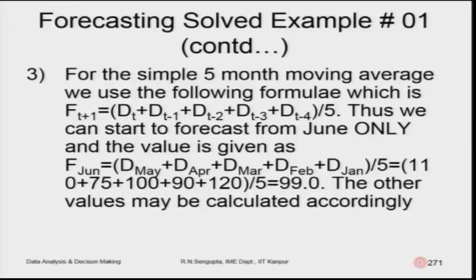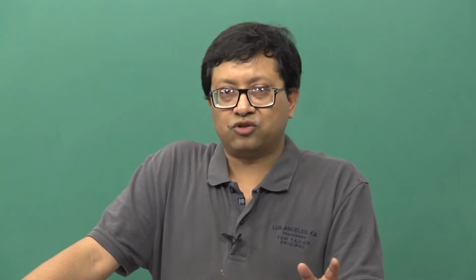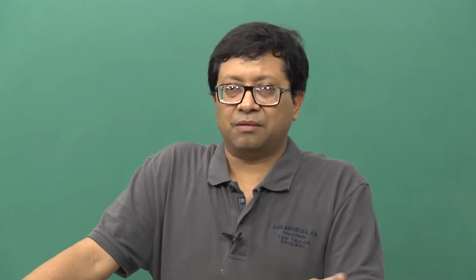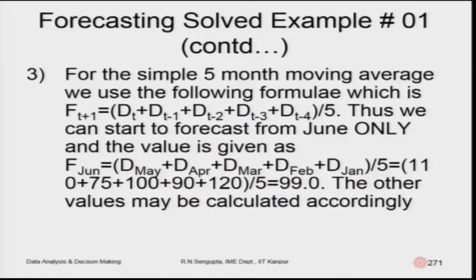For the simple 5-month moving average, we use the following formula, which is the forecasted value for t plus 1. That means we are standing today, trying to predict for tomorrow. Then, we will be utilizing the demand, which is the actual value, which is y. I have mentioned very clearly in the slide in the last class that we will be considering y and d interchangeably without any confusion. So, the formula for the 5-month moving average is the addition of all the demands for period t, t minus 1, t minus 2, t minus 3, t minus 4. That means 5 months, sum them up, divide by 5, because you are considering the weightages to be 1/5 for each of these values. Thus, we can start to forecast only from June as the data were given. The value would be given for the month of June as the forecasted value for June, which is here.